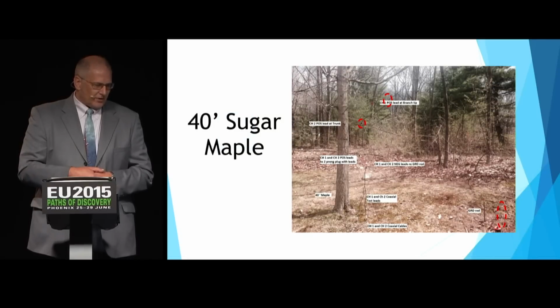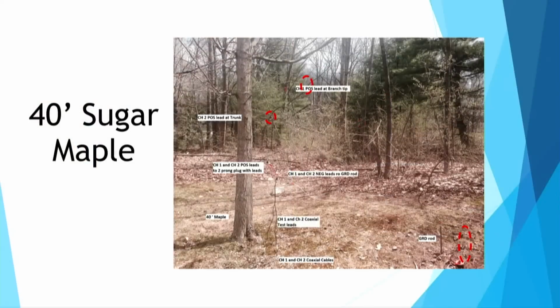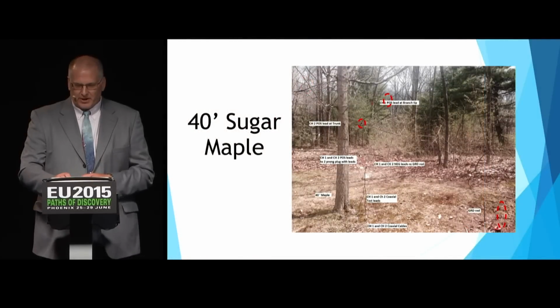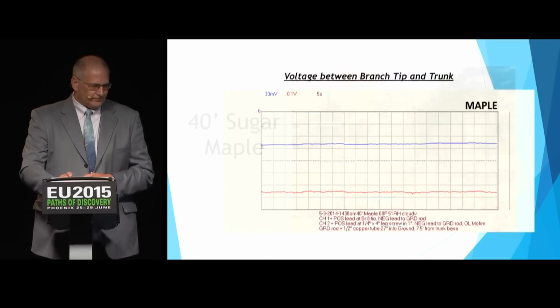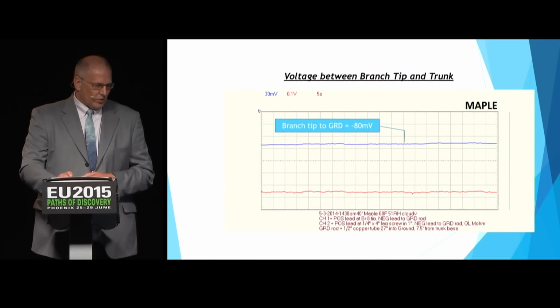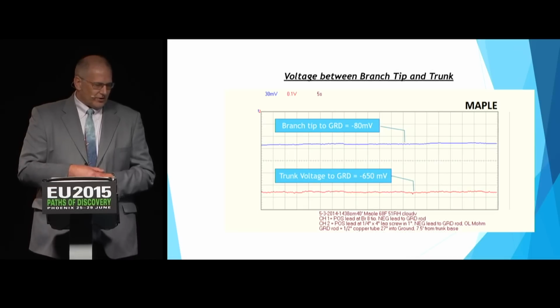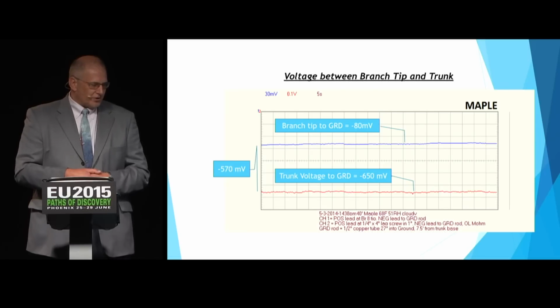Here's a similar setup for a sugar maple tree. Ground rod several feet away. Looks like the red lines have shifted. The channel 2 positive lead was at the trunk, and the channel 1 positive lead was at a branch tip, similar to the last reading. But this tree is in Connecticut, the previous tree was in Michigan, so they're 900 miles apart. So again, the voltage at the tip to the ground rod is minus 80 millivolts, and the trunk voltage to the ground rod is minus 650 millivolts, so 570 millivolts difference.